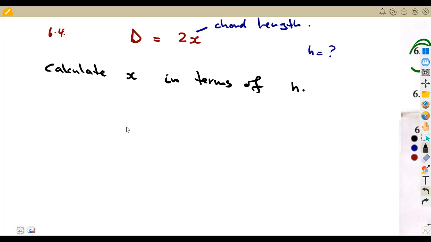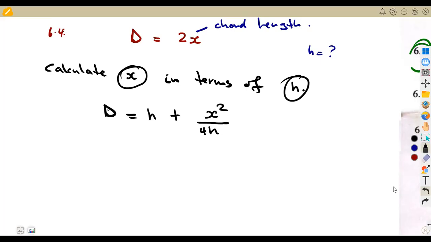All right, let's take down our formula. We saw that our formula was given as D, the diameter, is equal to h, which is the height of the segment, plus x squared, which is the chord length, over 4h from our formula sheet. We have D in terms of x, because here we need our answer to be x in terms of h. So we must remove D and write it in terms of x. And D in terms of x is 2x. So it means 2x is equal to h plus x squared over 4h.